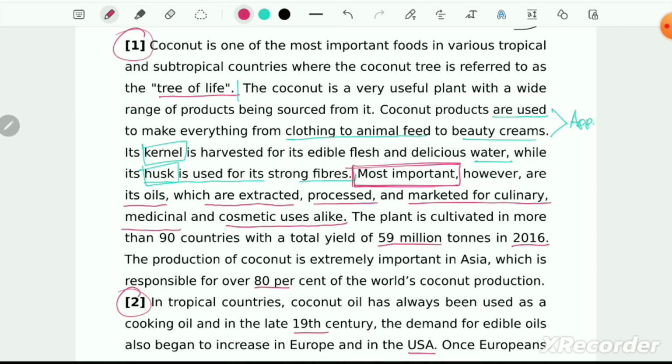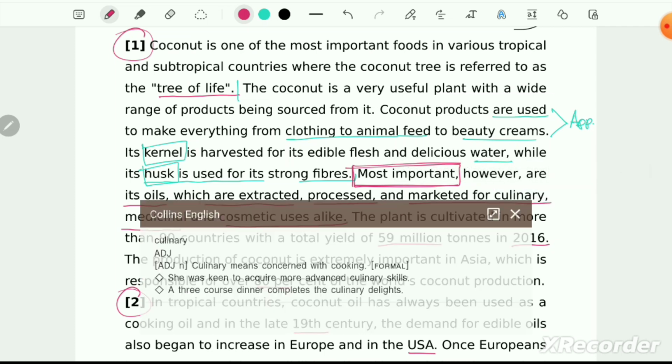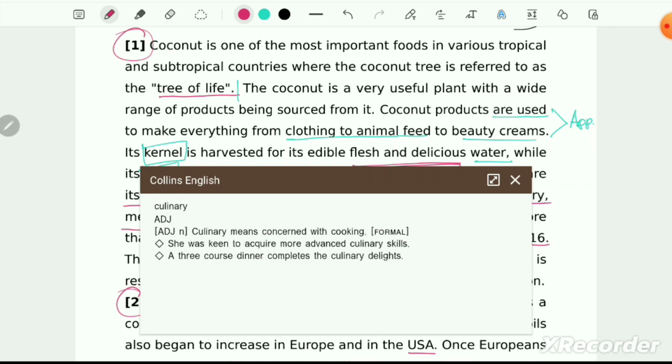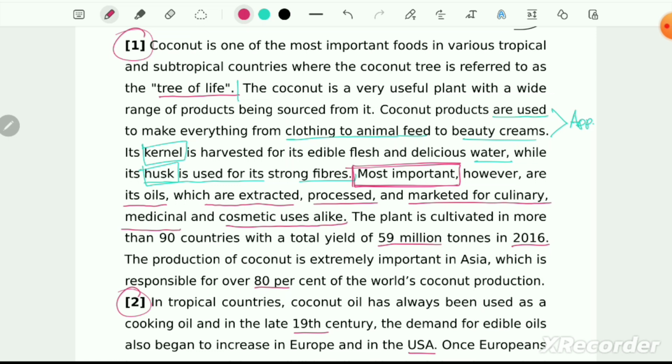So let's understand. Most important, however, are its oils which are extracted, processed and marketed for culinary. What is the meaning of culinary? Culinary means concerned with cooking. Medicinal and cosmetic uses alike. So from here to here, all are applications, but the most important application is here, the coconut oil.